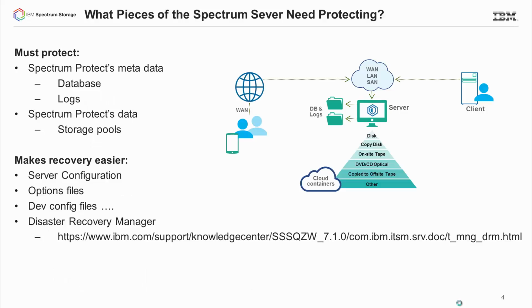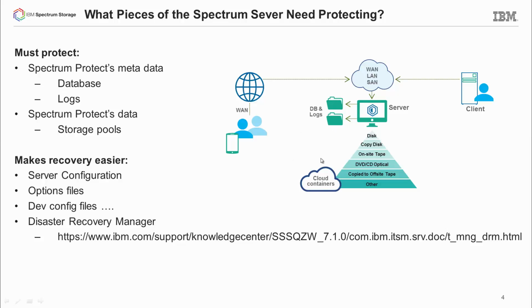When we look at the Spectrum Protect server, there's specific pieces that have got to be protected no matter what type of disaster recovery scenario you implement. The first one is going to be our database and logs. With Spectrum Protect version 6 and above, these are DB2 databases and their associated logs. In these databases, the Spectrum Protect server stores all the meta information about what's being backed up, who owns it, how long to keep it, where it resides, passwords for the administrators and the clients, and all types of other meta information. The actual data that we're protecting resides out in the storage pools.